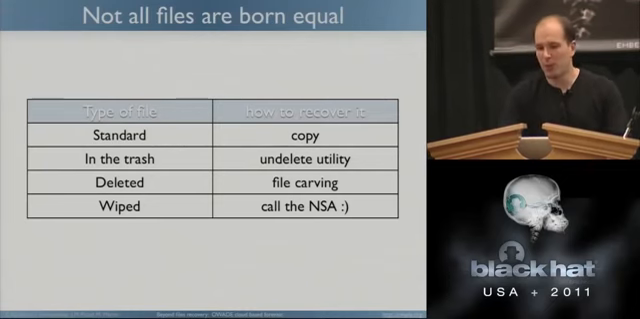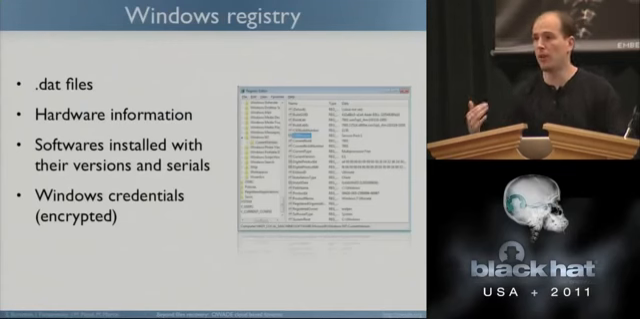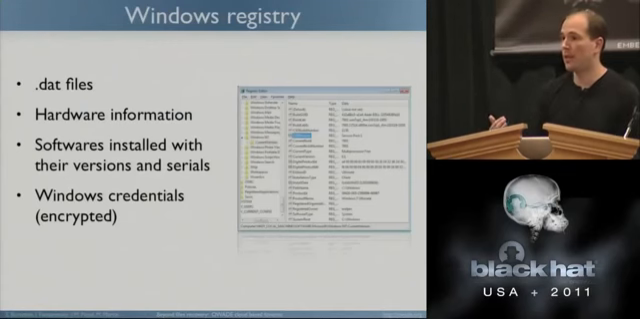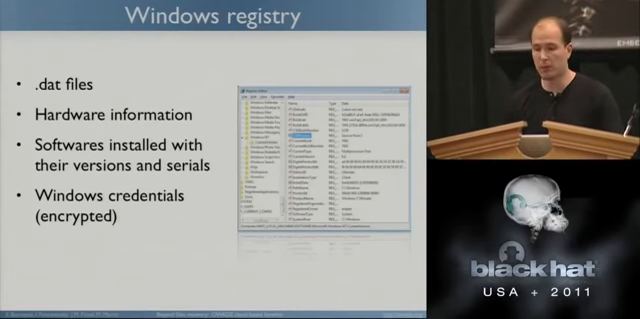So the Windows registry files are basically on the disk. They are basically DAT files which are located in the Windows directory. And they contain a ton of information, such as the hardware information, software installed with the version and serial number, and they also have the Windows credentials which are encrypted.